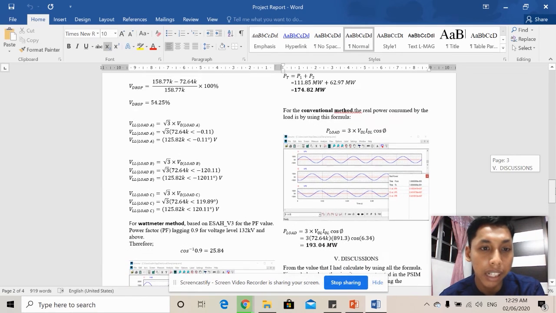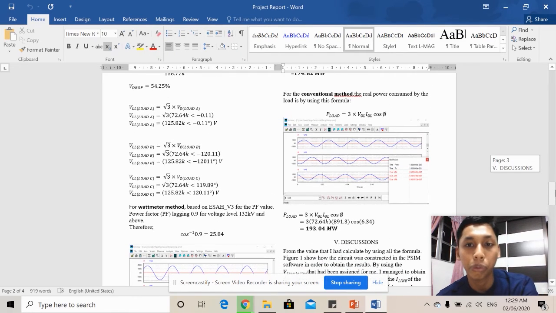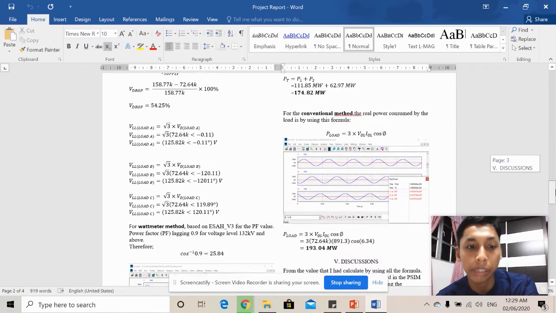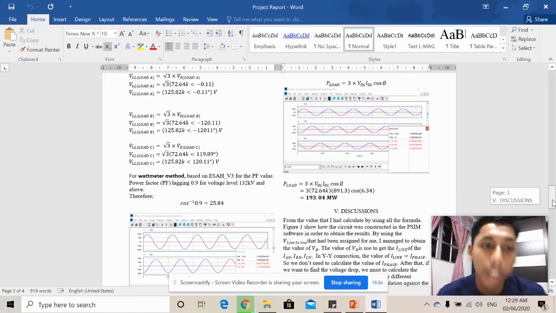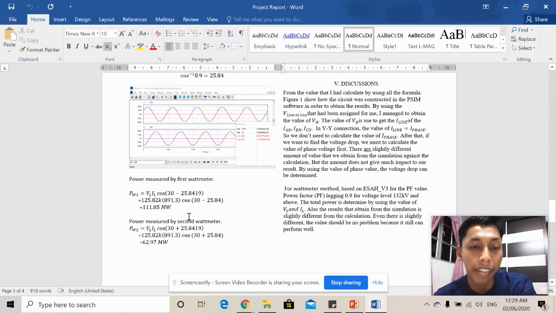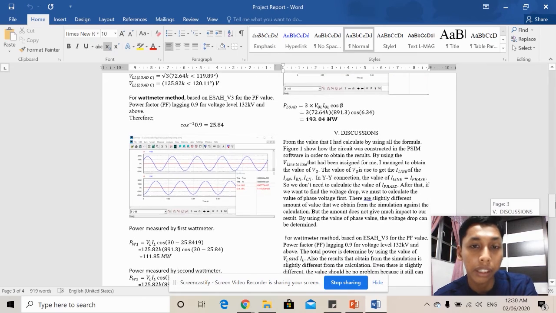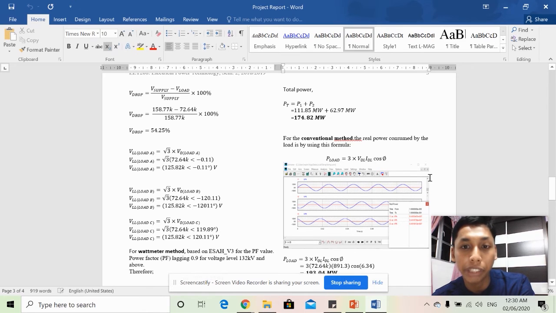Okay, and after that, I already told you there are two types. We want to calculate the power using the wattmeter method and the conventional method. For the conventional method, you can see this is the graph that I get from the PSIM software, and below that you can see the calculation that I have made on my own. This is for the wattmeter method, and the second method is the conventional method.